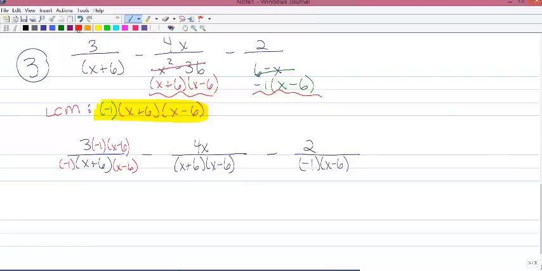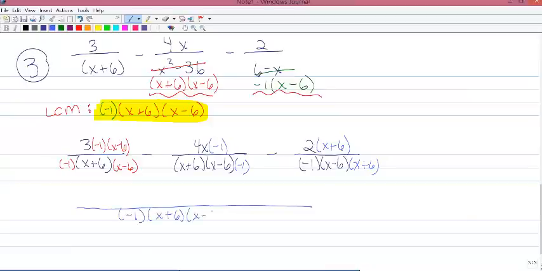All right, in the second one, let's go ahead and look. We are missing just the negative 1. So let's go ahead. It doesn't really matter where you multiply that through. Pick your poison in front or behind. And then in this third one, we're missing that x plus 6 term. All right, so once you have it all written out beautifully, I would make one giant fraction. All right, so we have -1, x plus 6, x minus 6.